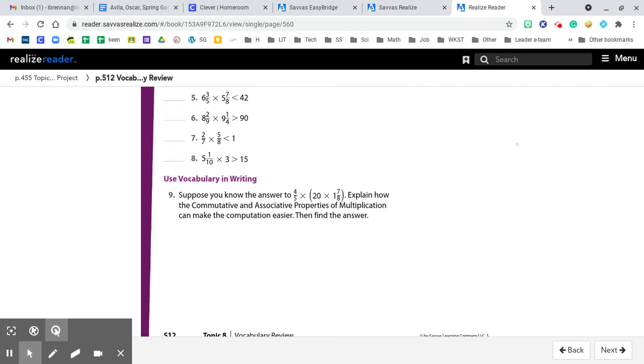And number 9, suppose you know the answer to 4/5 times 20 times 1 7/8. Explain how the commutative and associative property of multiplication can make the computation easier, then find the answer. So what could you do to make things easier for this one? You can use the commutative property of multiplication. You can change the order that the numbers are multiplied in. And the associative property can change the grouping of the numbers.